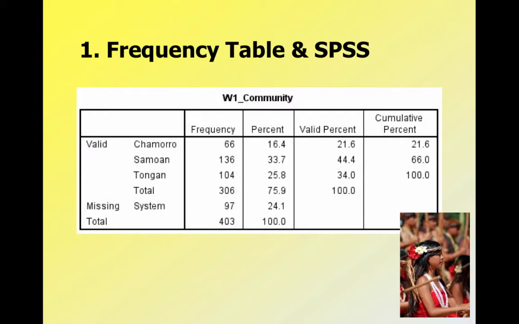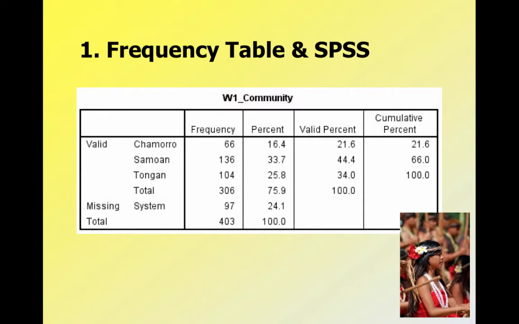So at the very top we see W1 community, and this is essentially the name of your variable. And probably what this variable asked the participants was, what community do you identify with? And if we look to the left column, we see valid, and we have three possible responses for this variable community. We have Chamorro, Samoan, and Tongan. We also have missing, and we also have total, and we'll talk about those in a little bit.